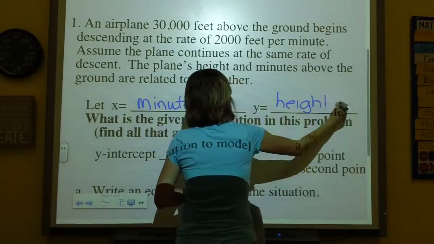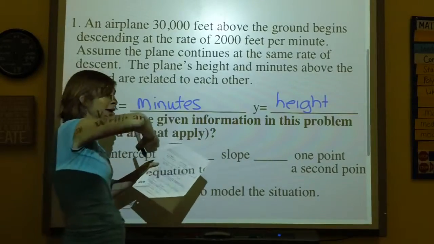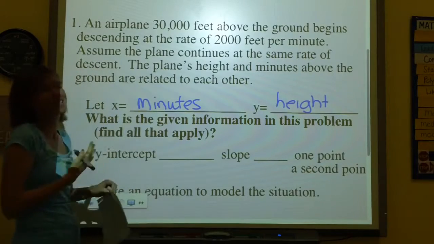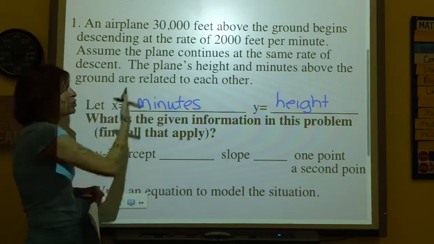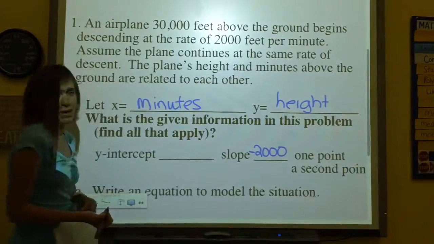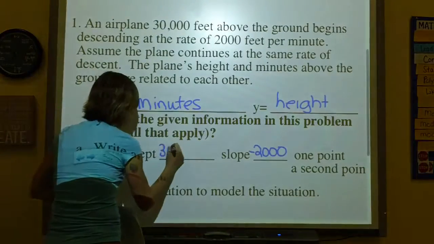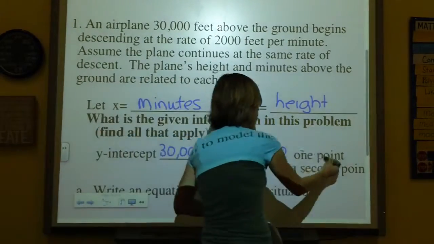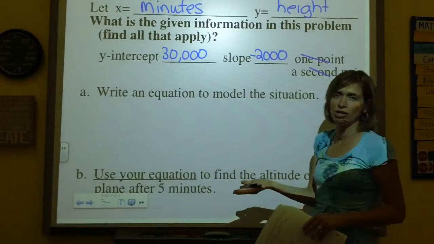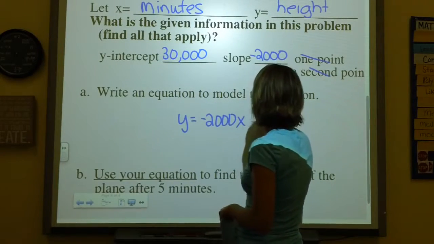Again, thinking about the graph, minutes is always going to be my time, so time is always going to be my x, and height is going up or down, which would be that y value, okay? All right, so here's one that's nice and easy. We have that changing value. We were given the slope. It's descending 2,000 feet per minute, okay? And it started at 30,000 feet. So that's my y-intercept. So no, I don't have that second point. They don't apply in this situation. So how can I write an equation directly in slope-intercept form? I can do y equals negative 2,000x plus 30,000.